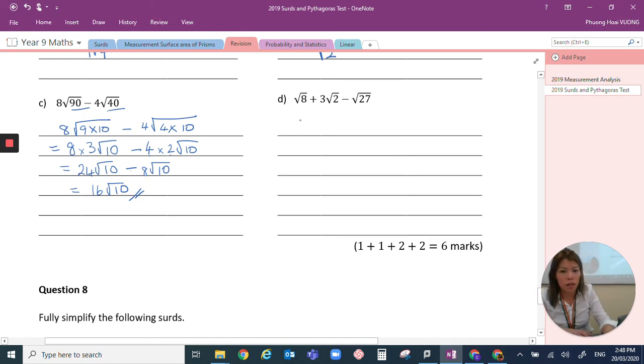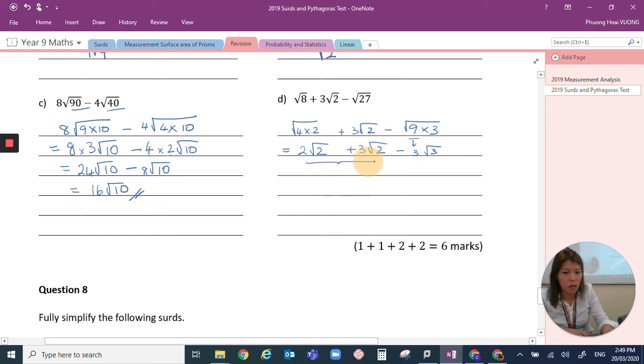Let's have a look over here. Square root of 8 is the same as 4 times 2, plus 3 root 2, minus square root of 27, which is 9 times 3. So square root of 4 is 2. Keep the square root of 2 there. Plus 3 square root of 2, just copying it out. Square root of 9 is 3, square root of 3.